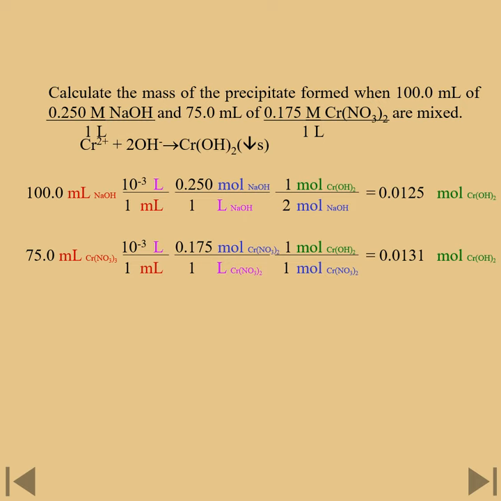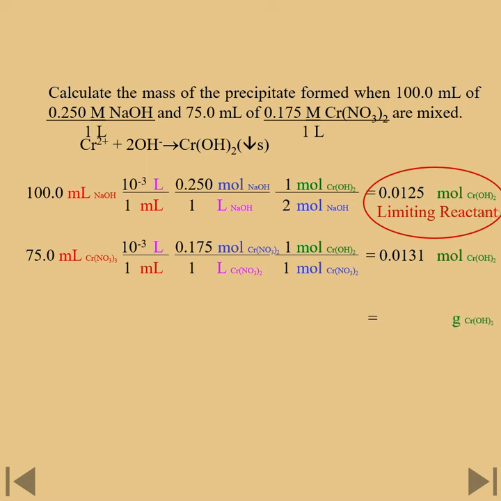Now, how much can I actually form? The smaller amount. Again, this is a limiting reactant problem. If you're given 2 of the reactants, then this is a limiting reactant problem. We determine what is that maximum amount, and the maximum amount is the least amount.